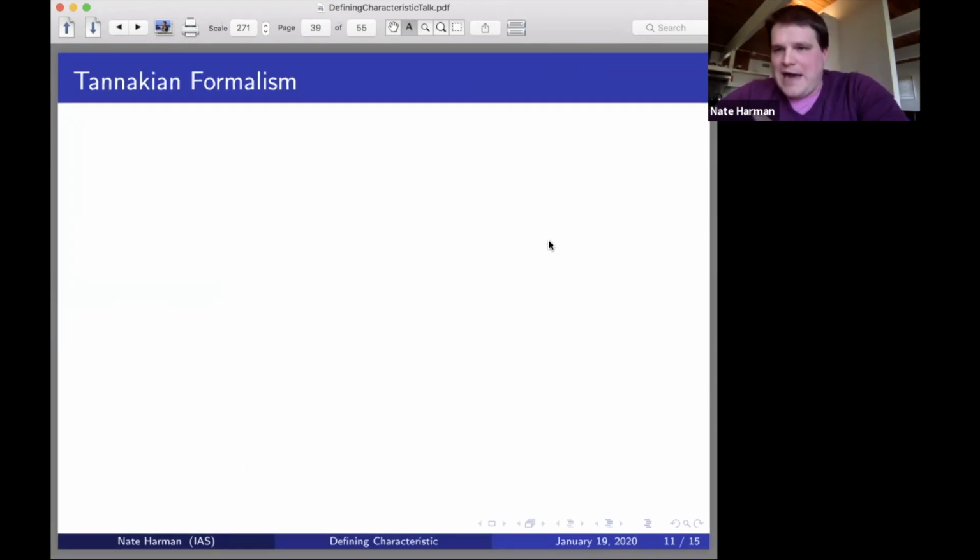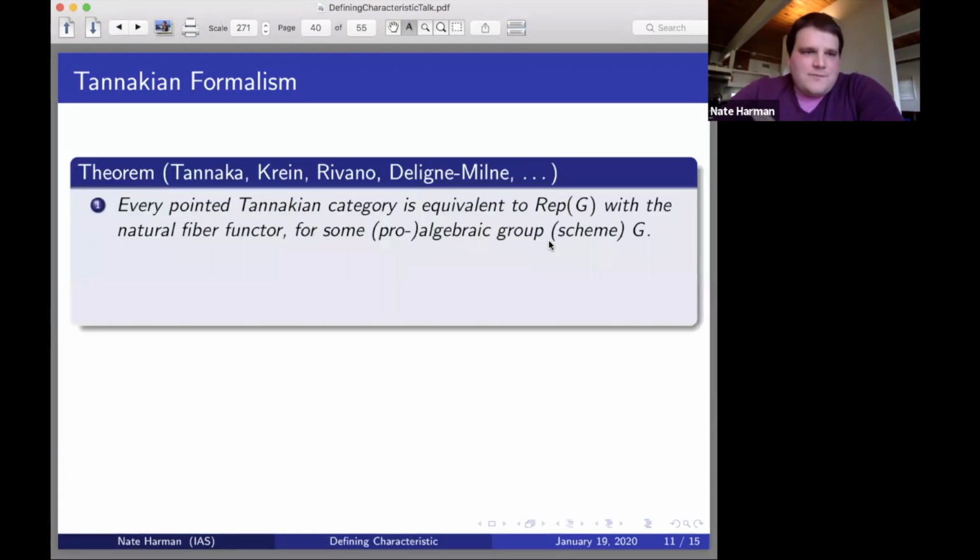But all right, what do we know about Tannakian categories or pointed Tannakian categories? Well, this is really the subject of Tannakian formalism. It's a big subject, and it's been generalized in lots of different ways, so I'm only going to state it in a version that suits my needs. So what is Tannakian formalism? Here's the main theorem.